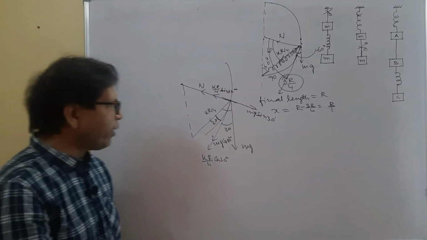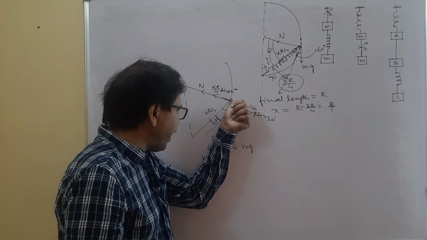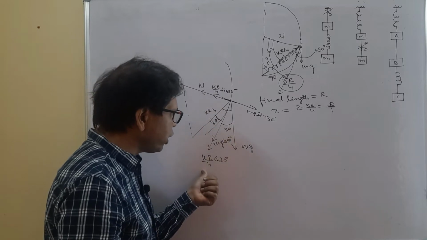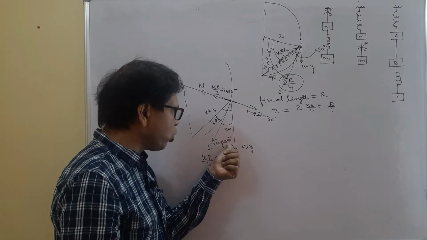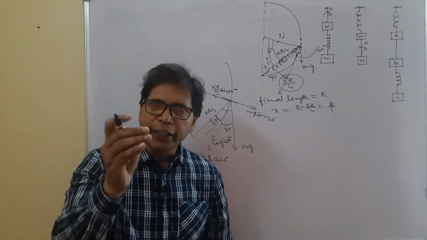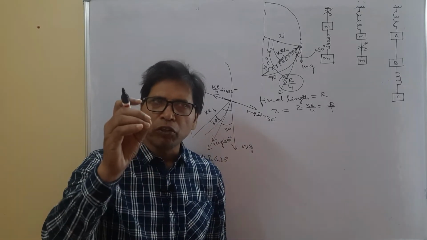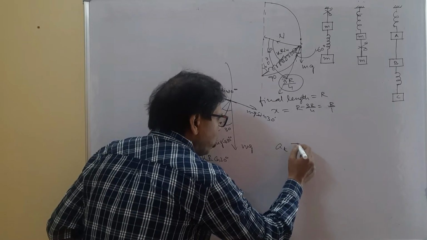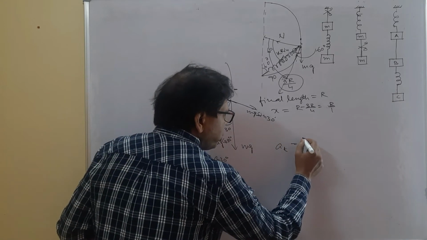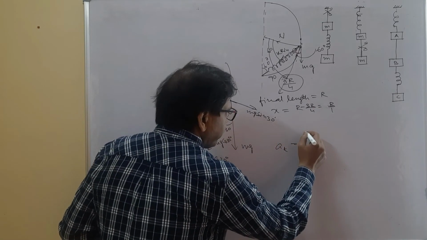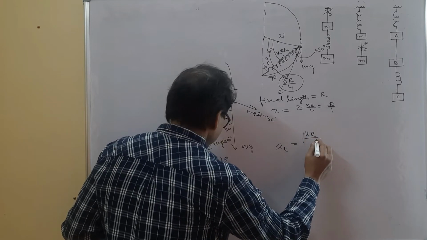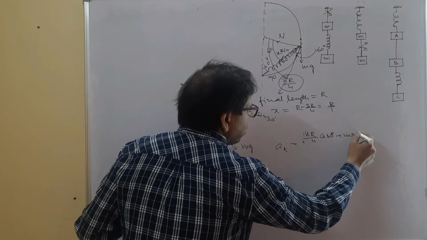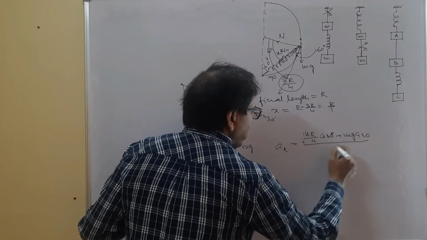Okay. So look at this, the forces along the tangent to the path: the component of kr by 4 along this direction and the component of mg cos 30 degrees along this direction. So tangential acceleration equals the tangential force acting on the ring divided by its mass. So tangential acceleration a_t equals, what is the tangential force? It is kr by 4 cos 30 degrees plus mg cos 30 degrees, divided by m.